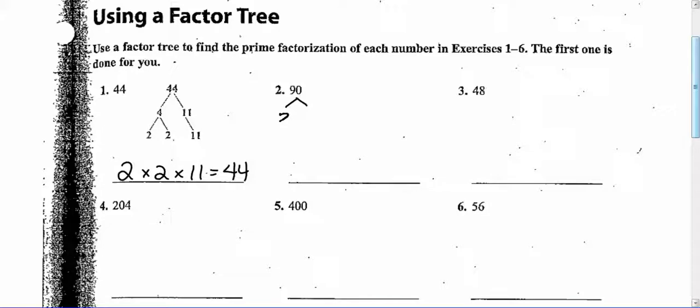So I'm just going to use 2 times 45. Did anyone else choose that one? Did most people pick 9 times 10? Who would pick 9 times 10? Vast majority of children. So I'm going to change this to 9 times 10.